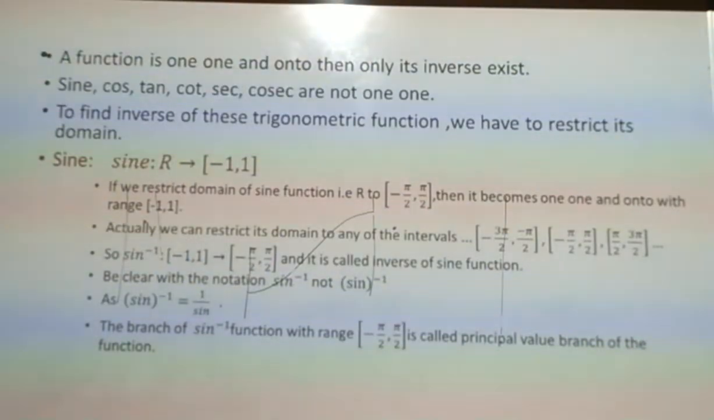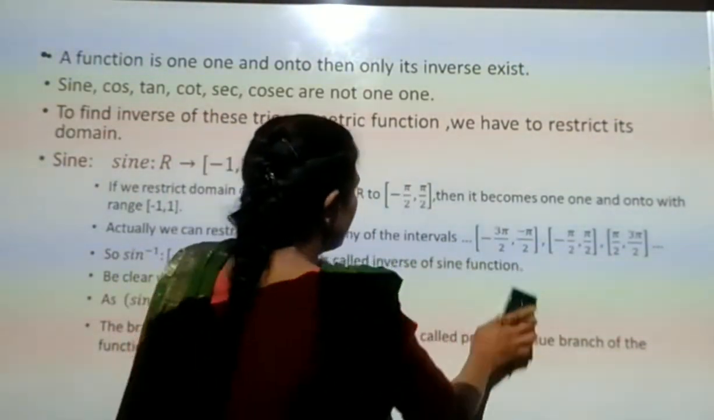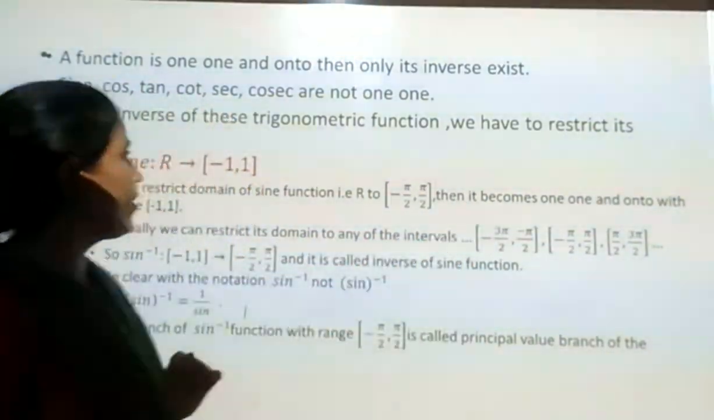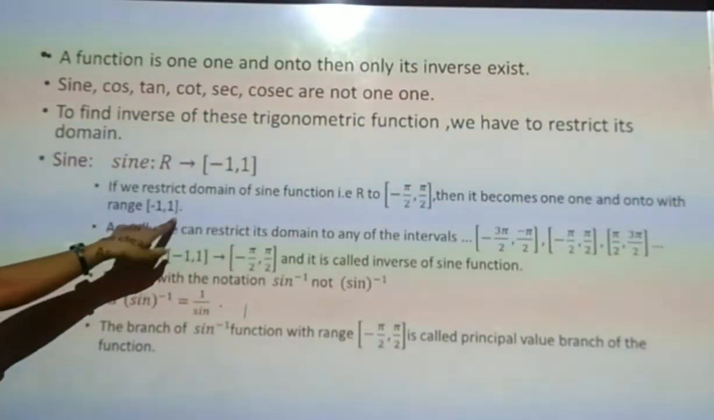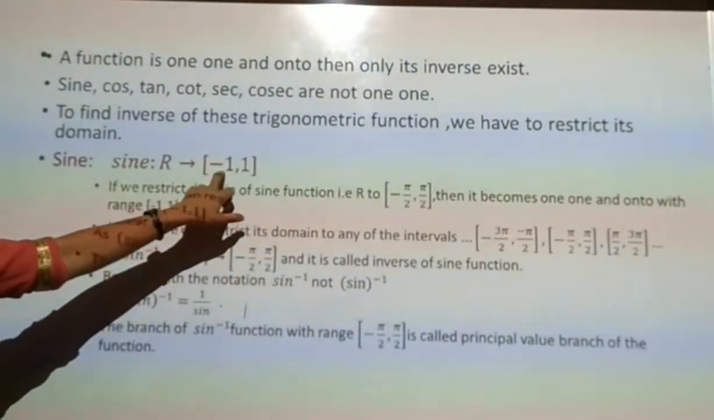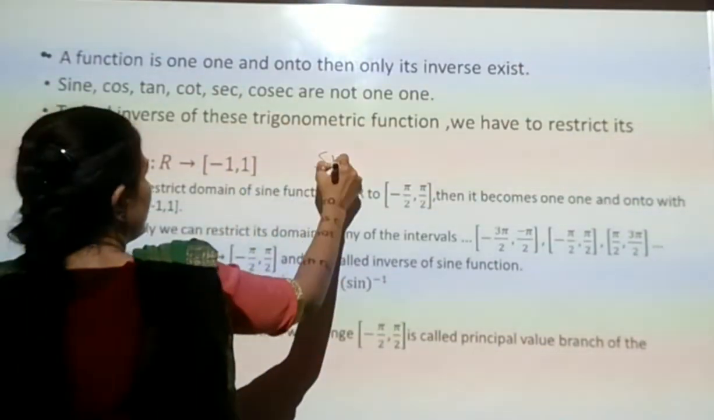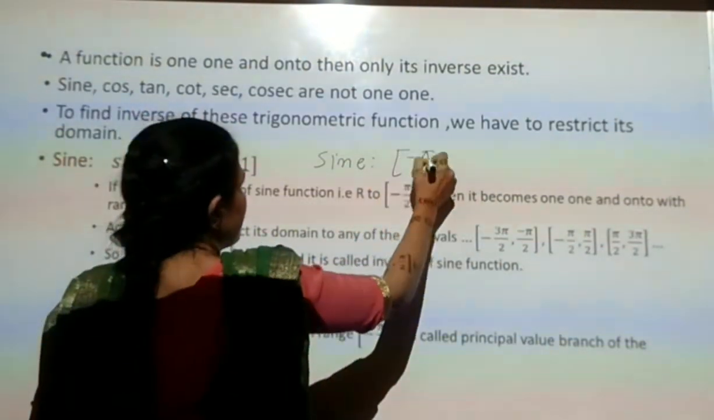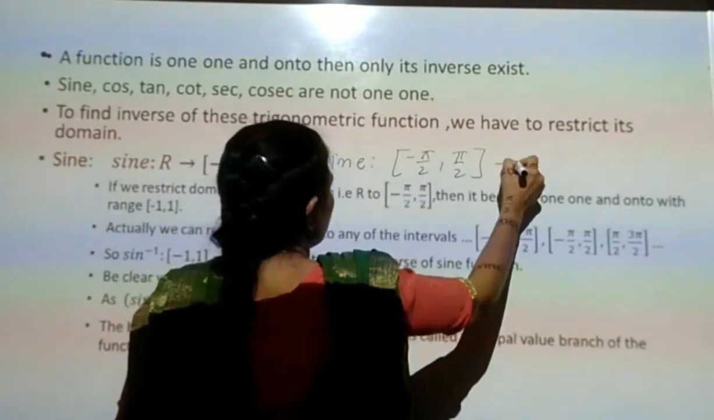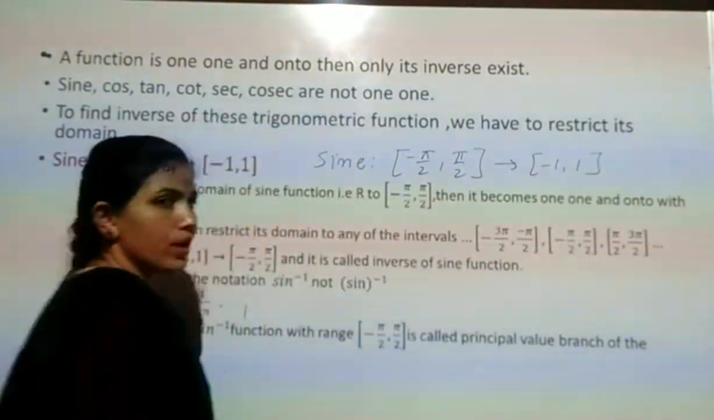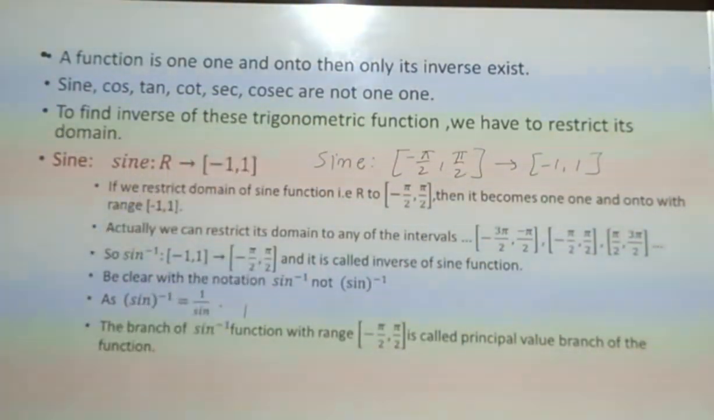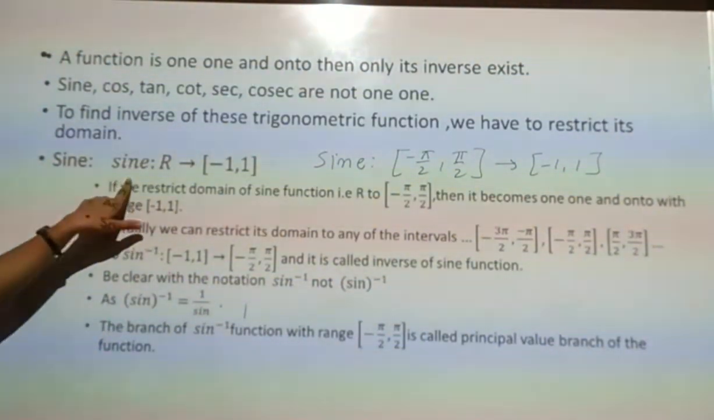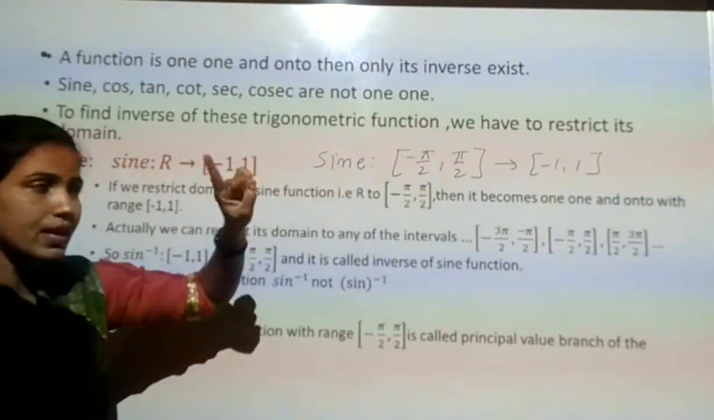Therefore, if we restrict the domain of the sine function to minus pi by 2 to pi by 2, then it becomes 1-1 and onto with the range [-1, 1]. Its range remains the same. Now we are restricting the domain, so the sine function is defined from [-pi by 2, pi by 2] to [-1, 1]. In this case it becomes 1-1 and onto, and therefore we can find its inverse. So now we can define the inverse of the sine function.